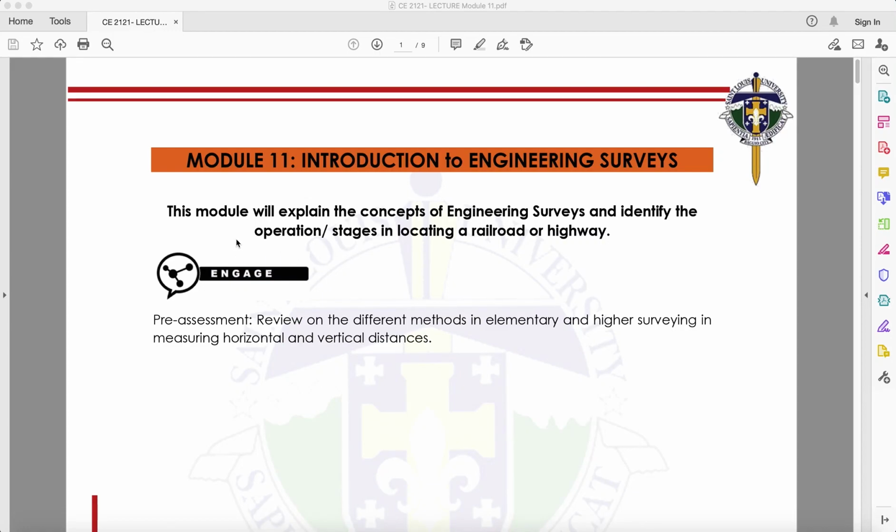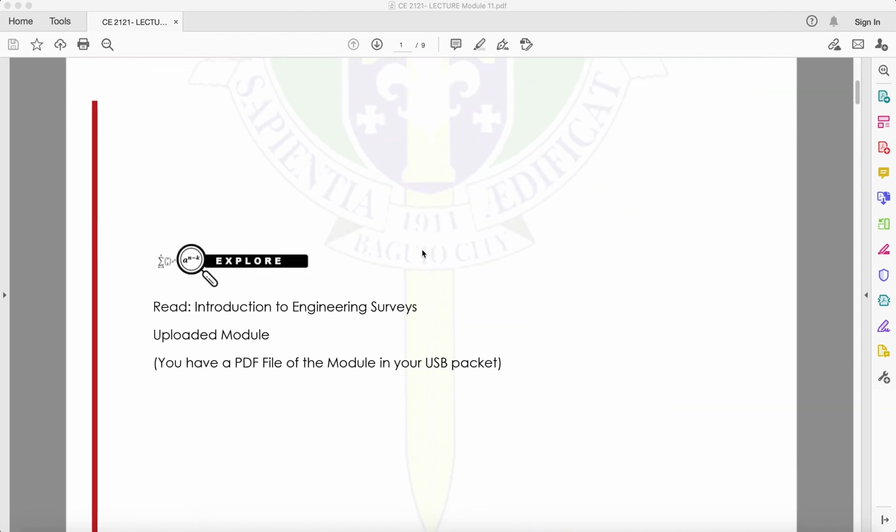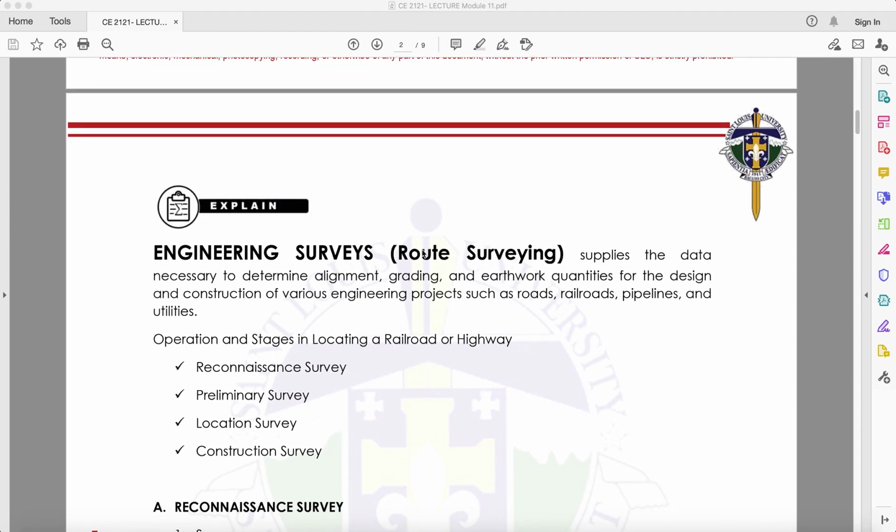So for this video, we're going to discuss Module 11, the Introduction to Engineering Surveys. This module will explain the concepts of engineering surveys and identify the operation stages in locating a railroad or highways. Okay, so let's get it on.